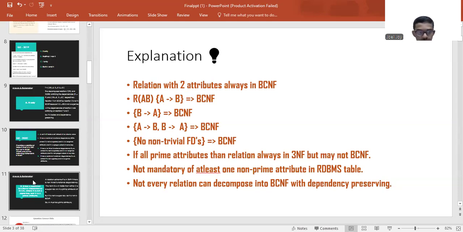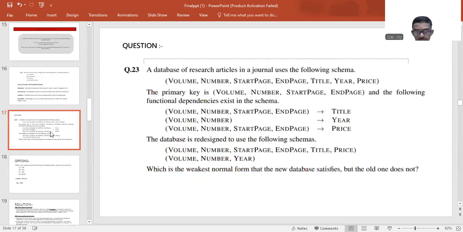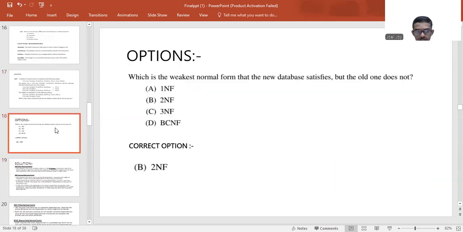Now we'll move to the next question. So in here, the option is A. When we go to the next question, this is the question which states: which is the weakest normal form that the new database satisfies, but the old one does not? First normal form, second normal form, third normal form, BCNF. The correct answer will be 2NF, because it is the weakest normal form that the new database satisfies.